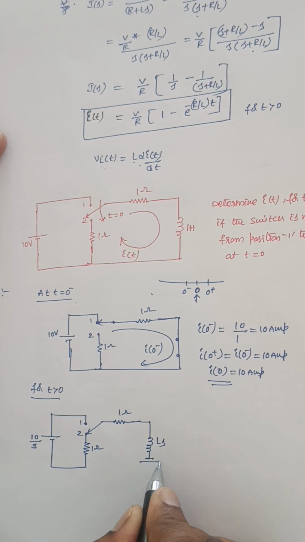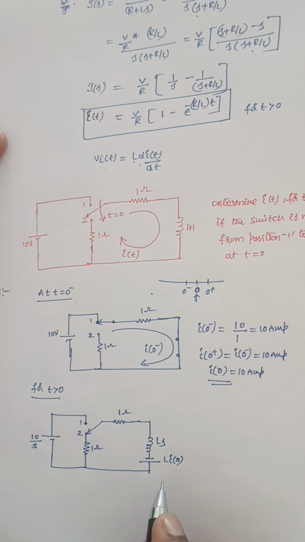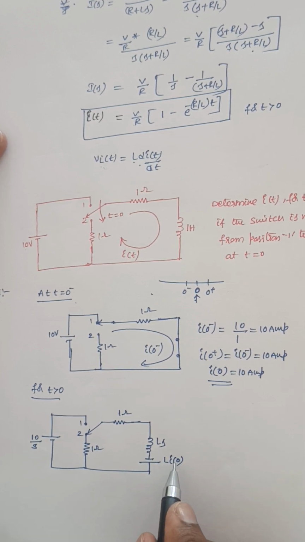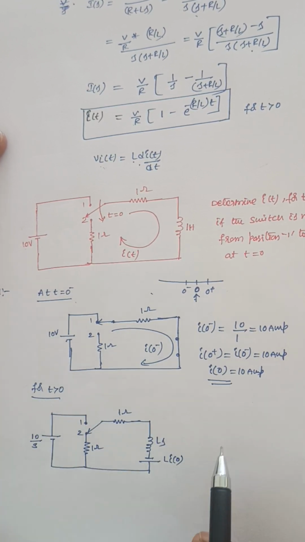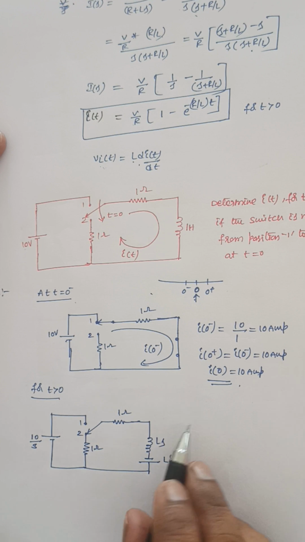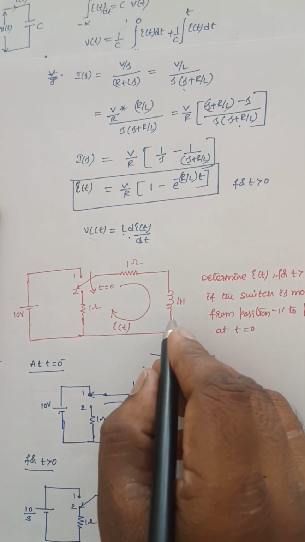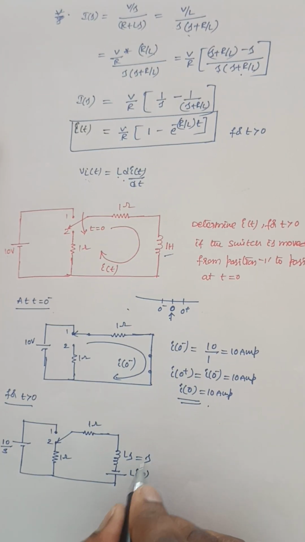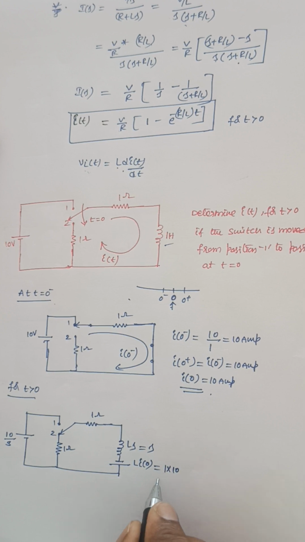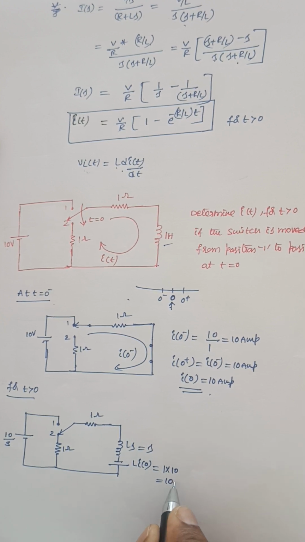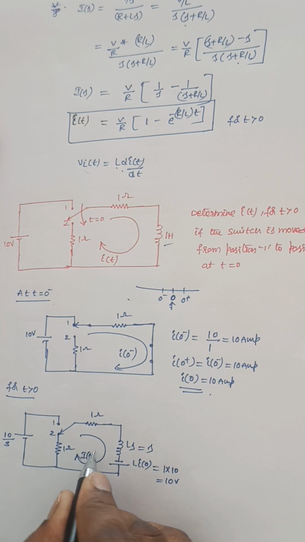It is minus and plus, it is L into I of 0. So to know the value of this I of 0, I am using this circuit at t is equal to 0 minus to calculate this 10 amperes, to calculate this I of 0. So L value here is 1 Henry. So 1 into S, that is S. L value here is 1 Henry. 1 into I of 0 is 10, that is equal to 10 volts. Now this is the current I of S now.